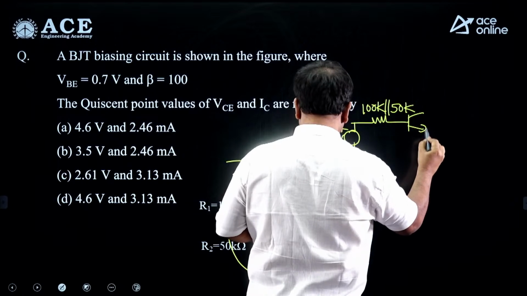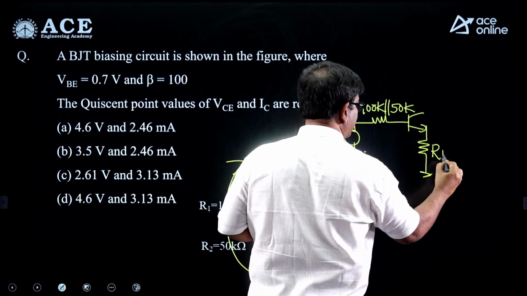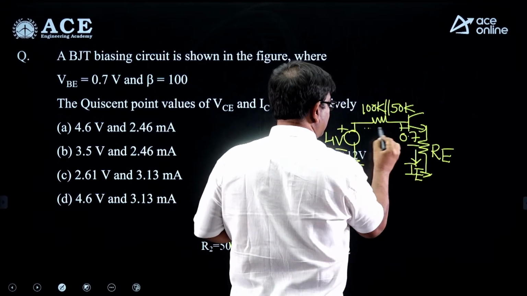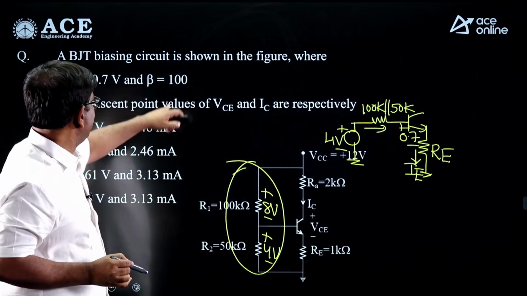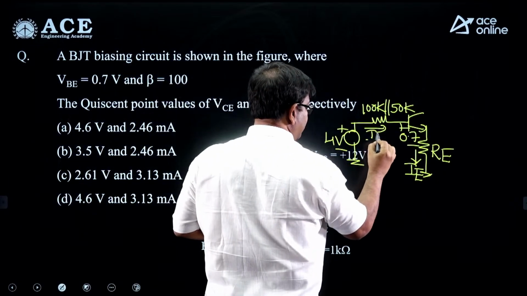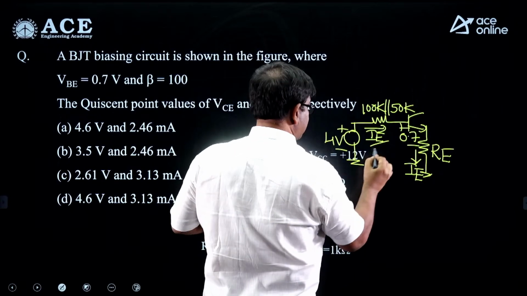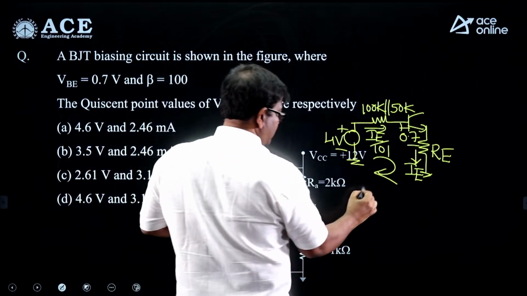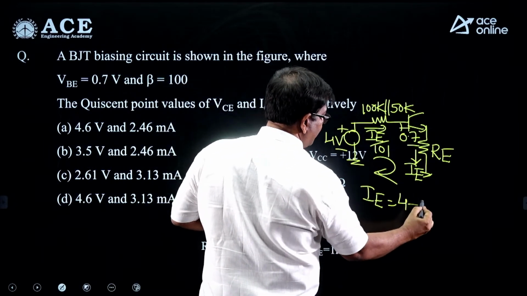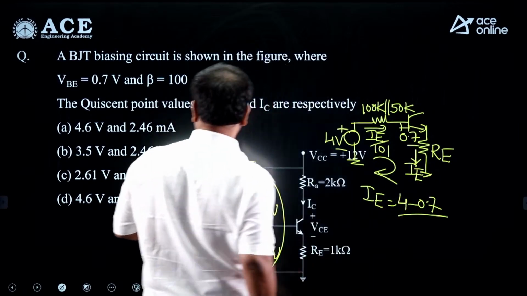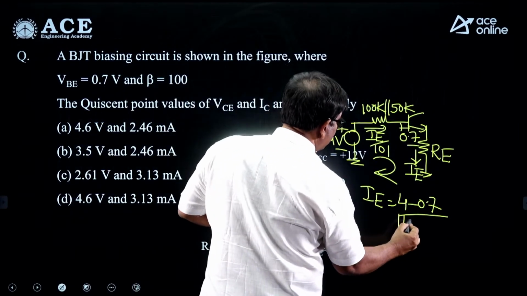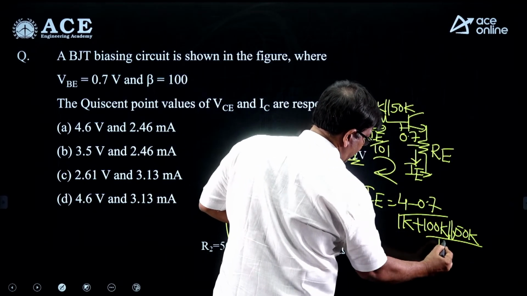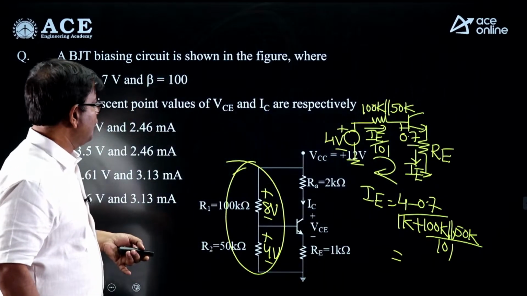And now with a single loop equation, you can finish this problem. So here you can have 0.7. This is the emitter current. And what is the relationship between the base current and the emitter current if beta is given? You can write this as IE by beta plus 1, beta is 100, so 101. So one single KVL will finish the problem. So IE is going to be 4 minus 0.7 by RE, RE is 1K plus 100K parallel 50K divided by 101. So you can calculate this, and that will give you IE.